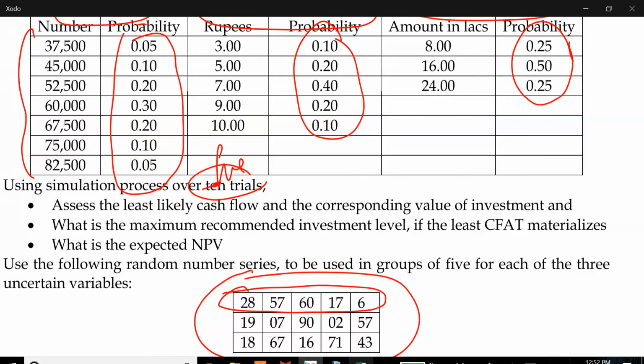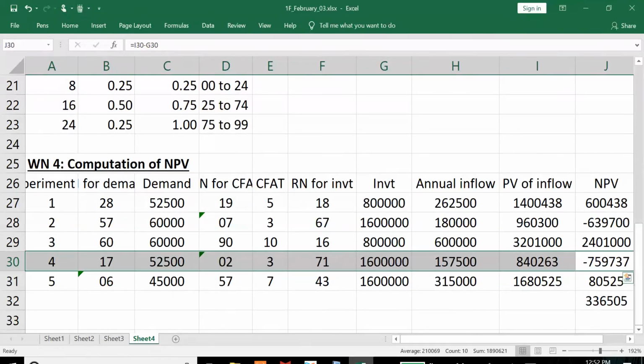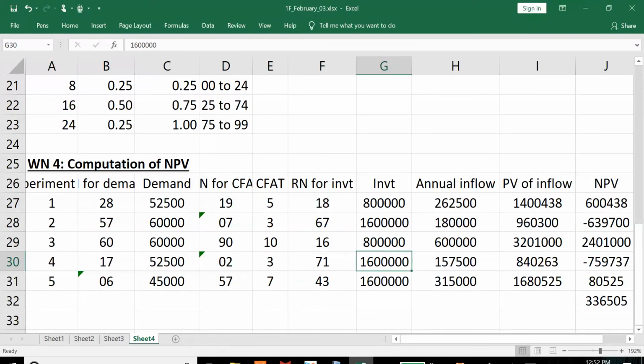What is the maximum recommended investment level if the least CFAT materializes? They are saying the least is what is going to happen. How much should I invest? Probably the present value. If this happens, I am going to reject the project. But if the least CFAT materializes, I can invest 840,263, nothing more than that.